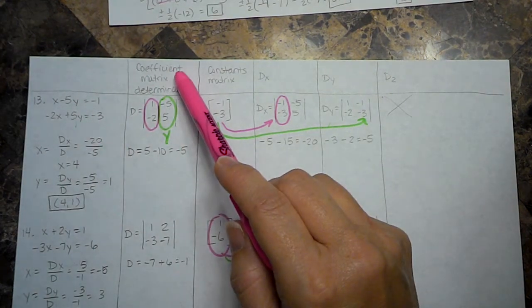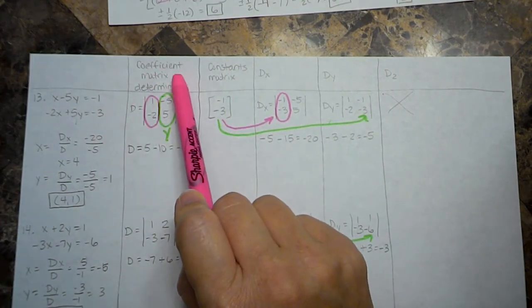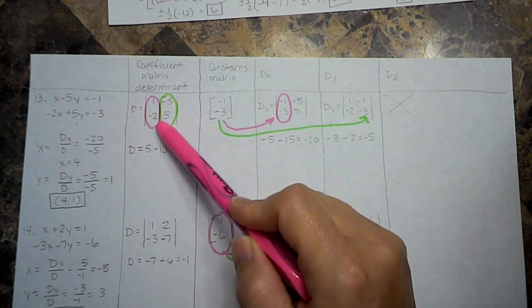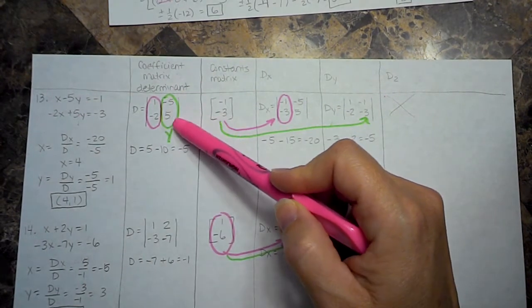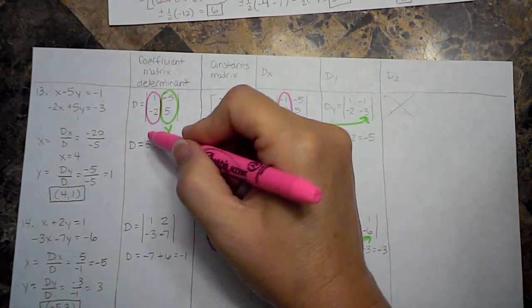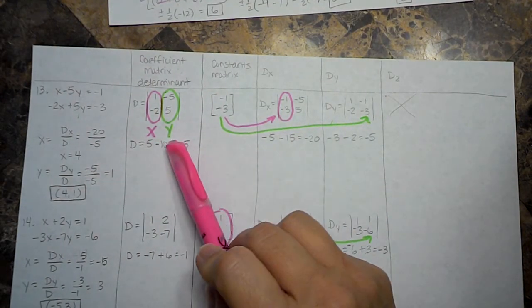So let's write the coefficient matrix determinant. Well, it's just what it says. Take the coefficients, 1, negative 2, and copy them in. Negative 5 and 5, and copy those in. This is the determinant. This represents the coefficients of x, and this represents the coefficients of y.